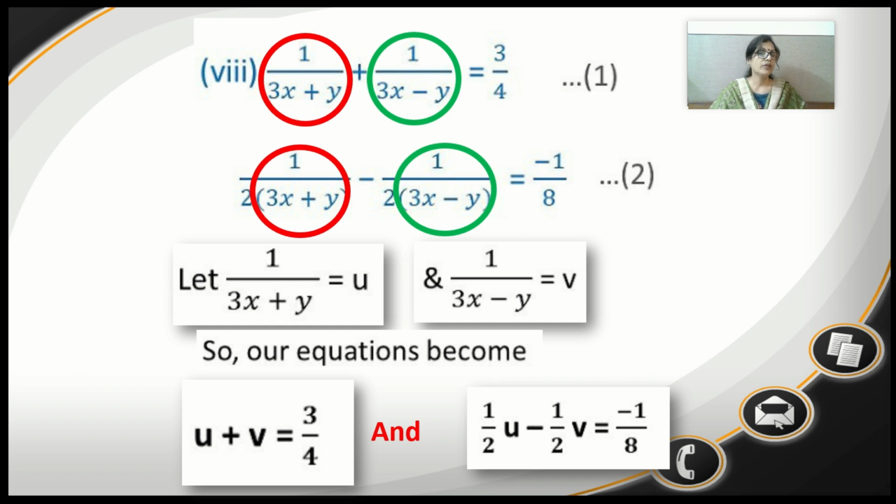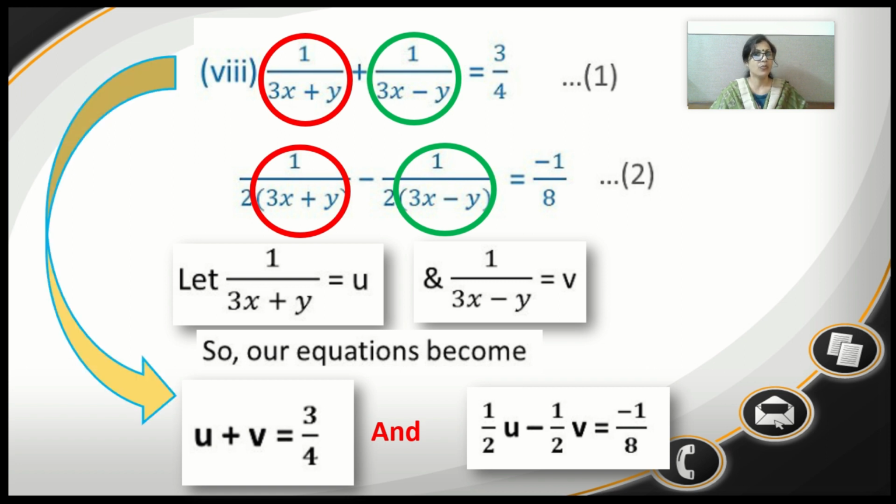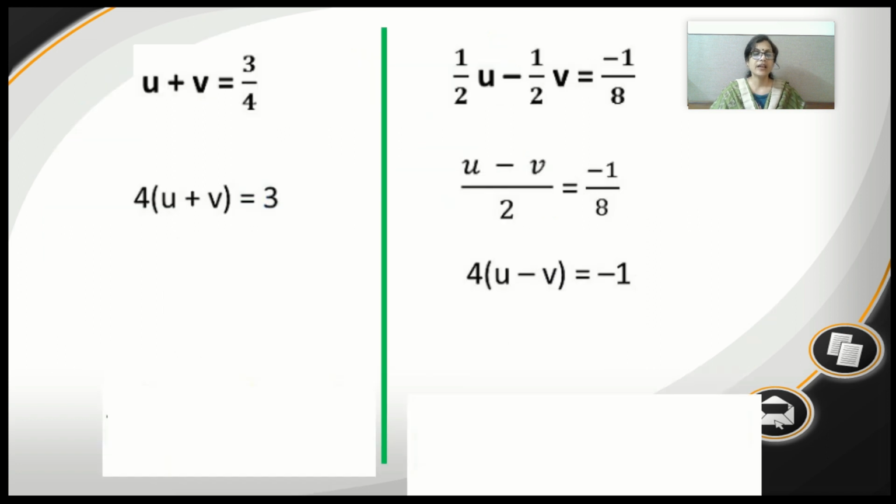Alright, so look at this. The first equation, we have made it very simple, and the second equation the same way. Alright, let's move ahead. Let's cross multiply. So the first equation will become 4 in the bracket u plus v is equal to 3. So we get 4u plus 4v is equal to 3 as our new equation, that is equation number 3.